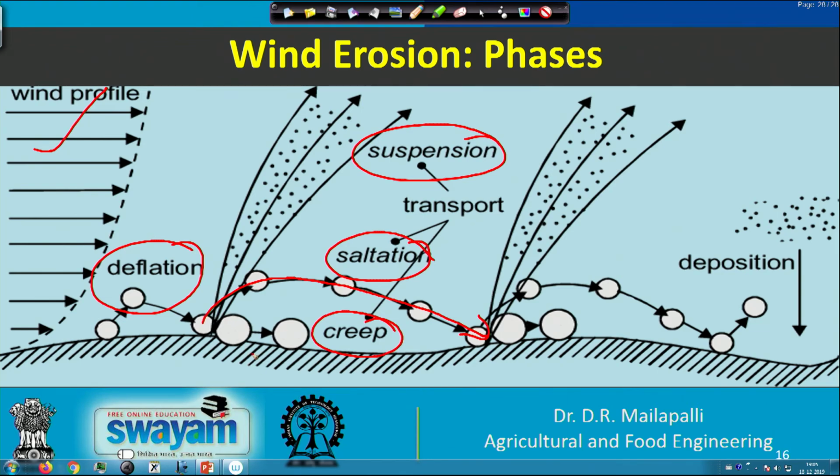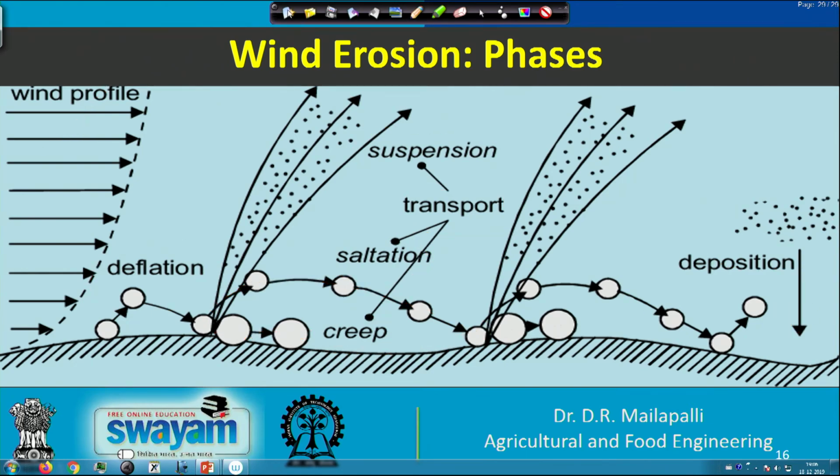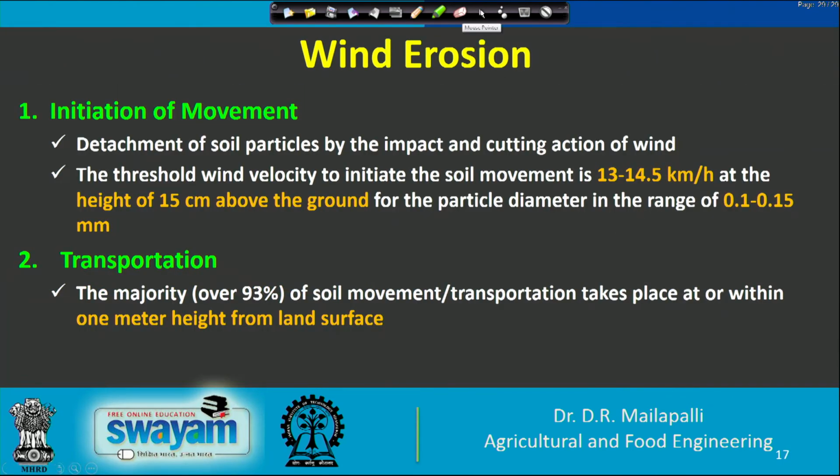So, the heavier particles are unable to be lifted, and they are going to roll on the surface and be transported to the new position. So, these three processes comprise the transport, and then finally, in one place, all are going to be deposited, even the suspended particles, over a period of time. So, we are going to see the individual processes in the next slides.